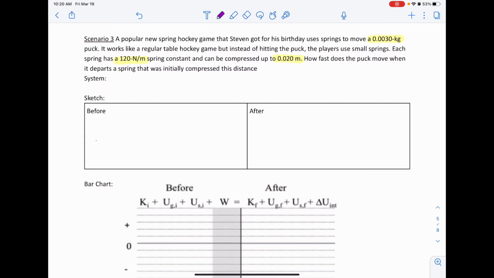So let's make our sketch. So before, we have our puck is compressing a spring. And then after, our spring is no longer compressed and our puck is moving.